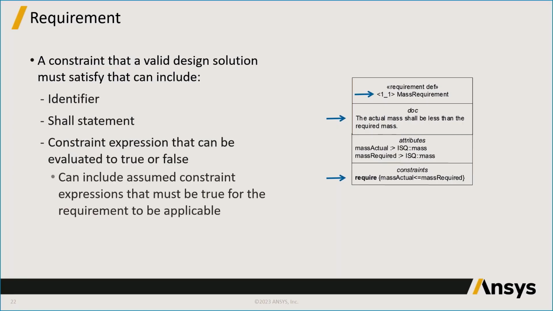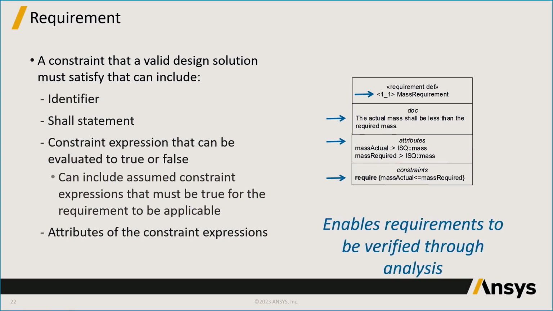If it's true, the requirement passes. If it's false, it doesn't. So that's really important. A requirement can also include assumed constraints. So you may have an assumption that, for example, this mass only holds for a full tank of gas. So you can specify that assumed constraint as well. And the requirement also shows the attributes that are used in the constraint expression. So here's mass actual and mass required, and you can see that they are also kinds of mass from the ISQ library that we referred to previously.